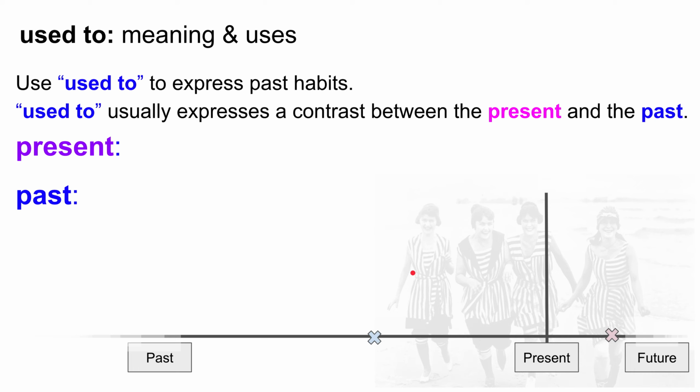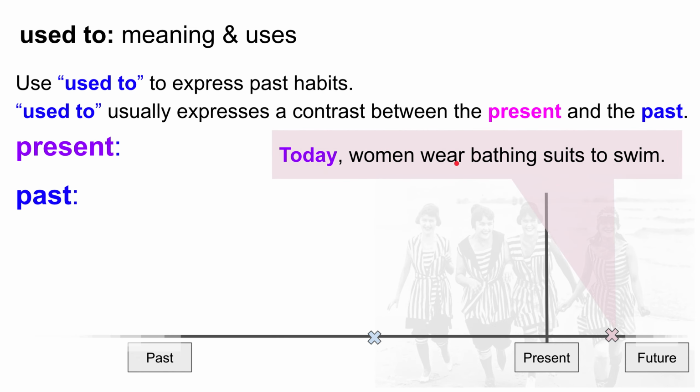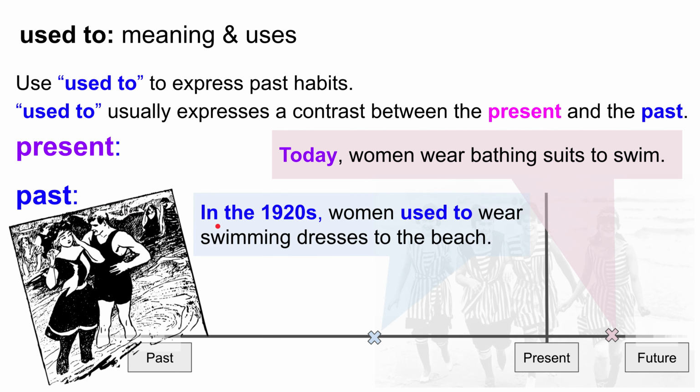Okay, so for example, the present: today women wear bathing suits to swim. In the past, in the 1920s, women used to wear swimming dresses to the beach. Here we're contrasting the present with the past, and we use used to wear swimming dresses.